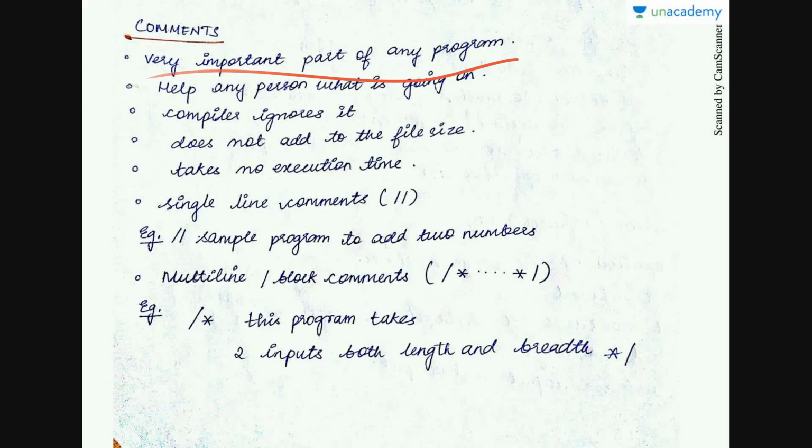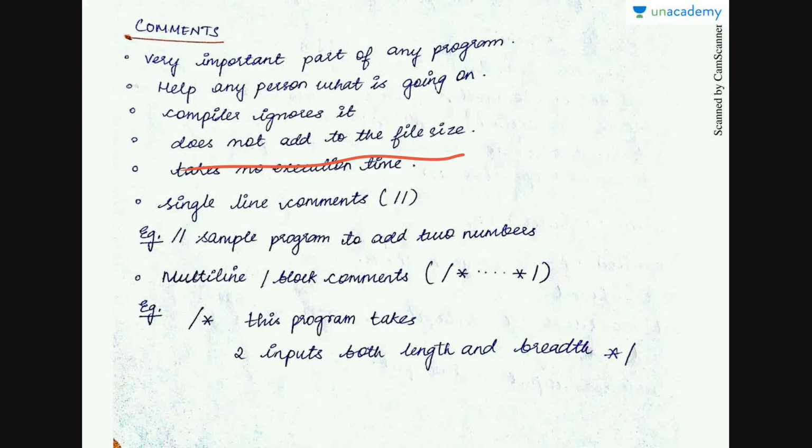The compiler ignores a comment. A compiler doesn't get into a comment. It sees a comment starts, it just ignores it and goes to the next line, and it does not add execution time, and does not add to the file size. It's something like a null. It doesn't add anything to the file size or time. Execution time is not included for that.